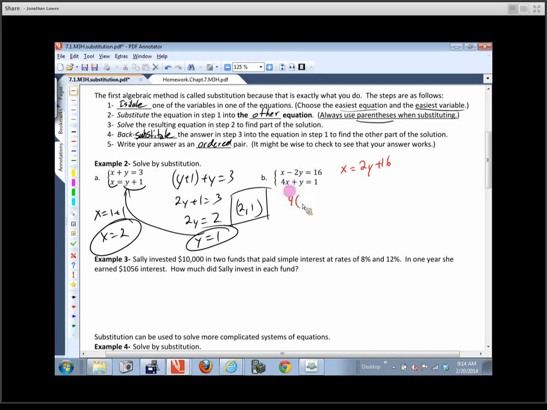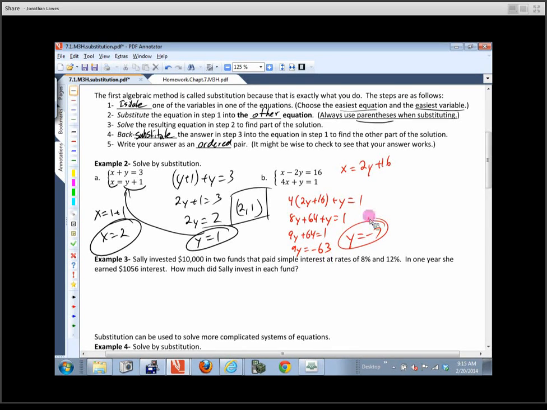4 times x. In place of x, I'm going to put 2y plus 16, plus y equals 1. Distribute through: 8y plus 64 plus y equals 1. So this is going to be 9y plus 64 equals 1. That's going to be 9y equals negative 63. So I get y equals negative 7. Then I'm going to take that answer and what am I going to do with it?